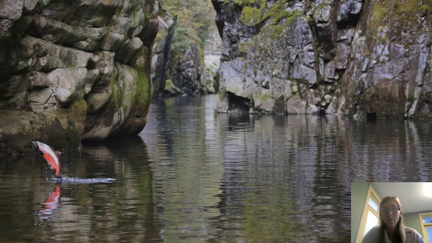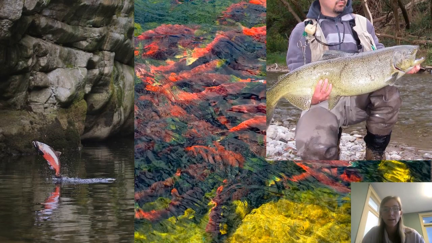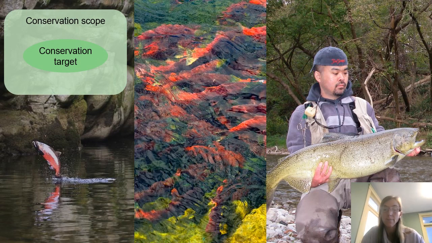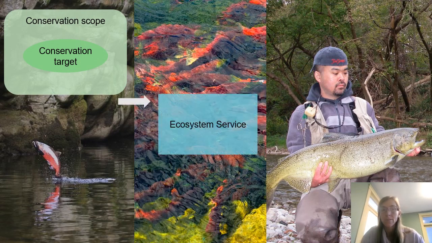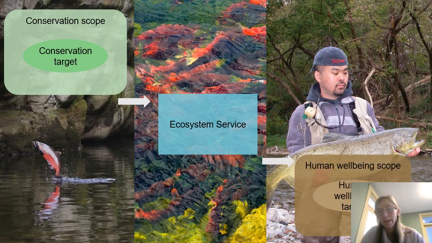So the way we look at the flow from conservation targets to ecosystem services to human well-being is generally in this direction, that from our conservation targets we can articulate our ecosystem services, and then that human well-being scope is usually a response to maintaining those services.